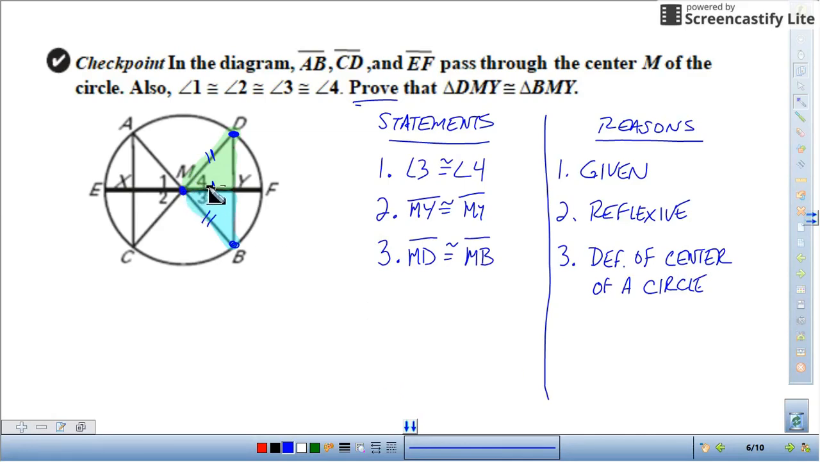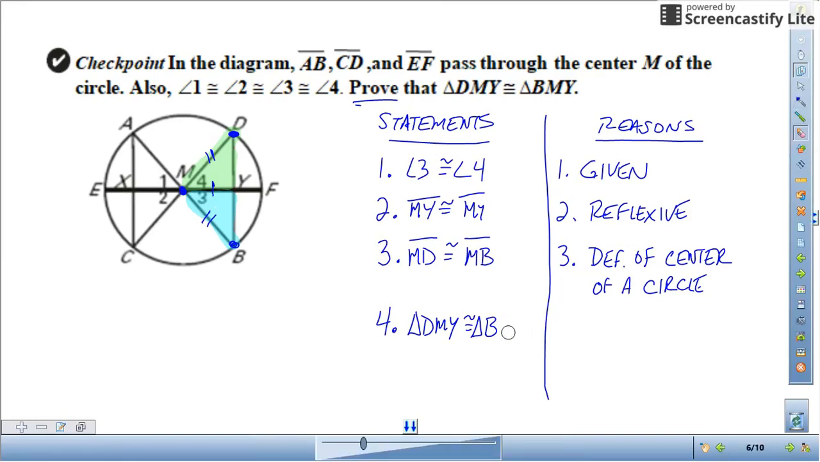So to this point, we've shown that angle 3 and angle 4 are congruent. We have shown that 2 adjacent sides around that included angle are congruent to each other. So our last step here, we can jump to the conclusion that triangle DMY is congruent to triangle BMY. And that is once again because of our side angle side congruence theorem.